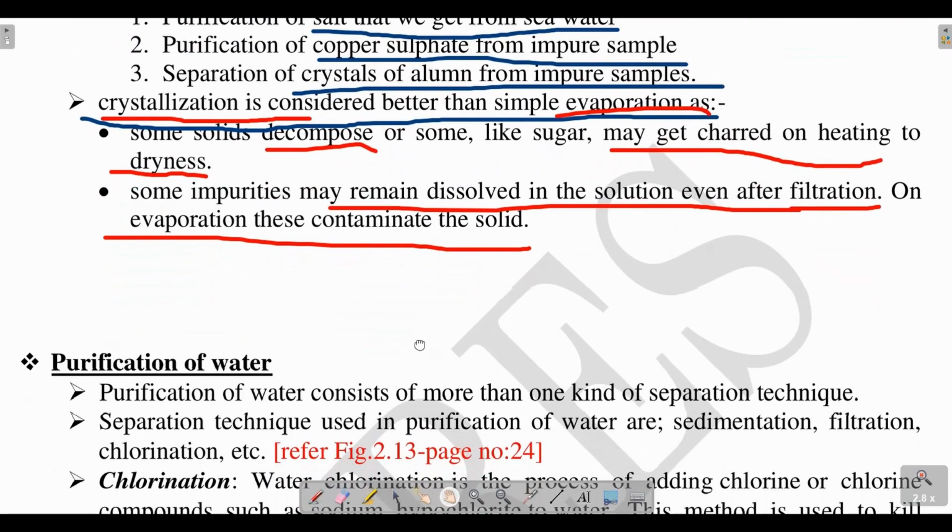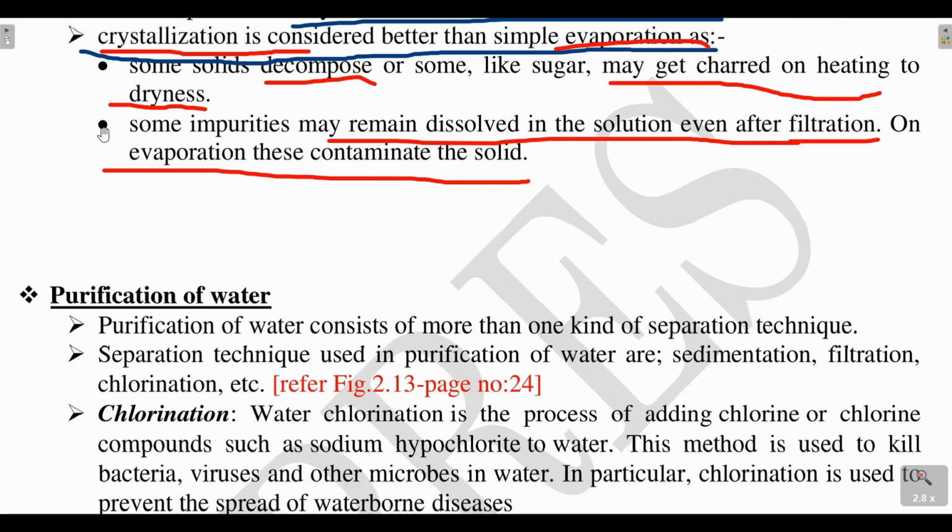Purification of water. The purification of water consists of many separation techniques. The main techniques used in the purification of water are sedimentation, filtration, and chlorination.